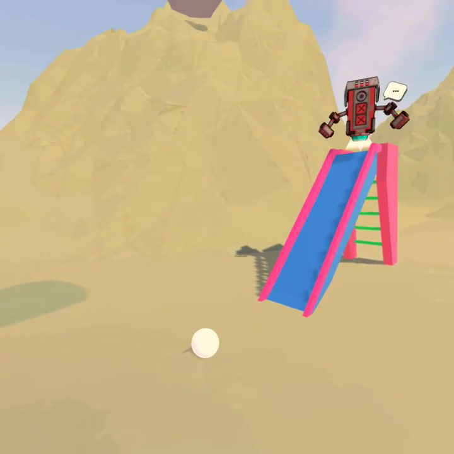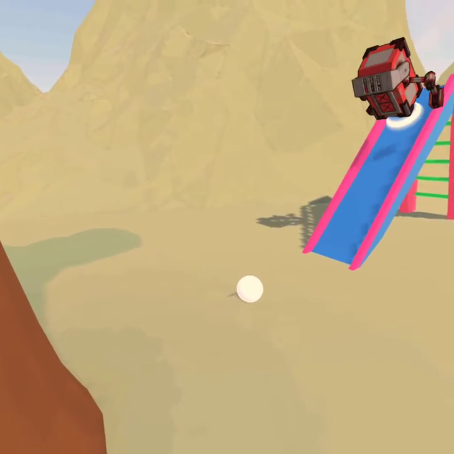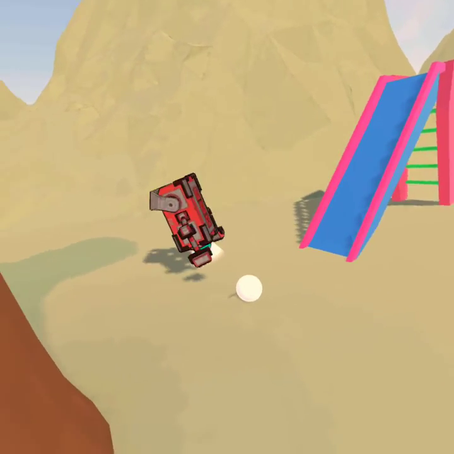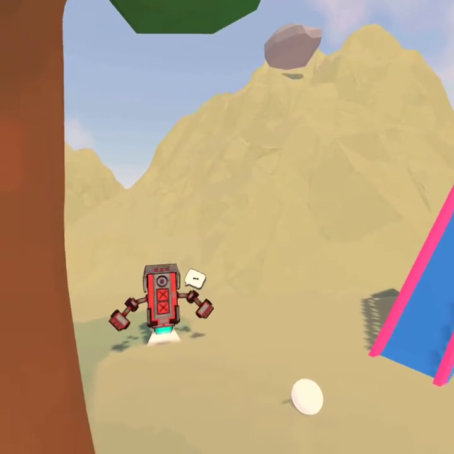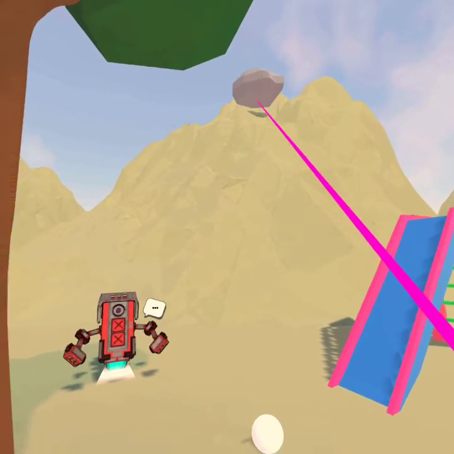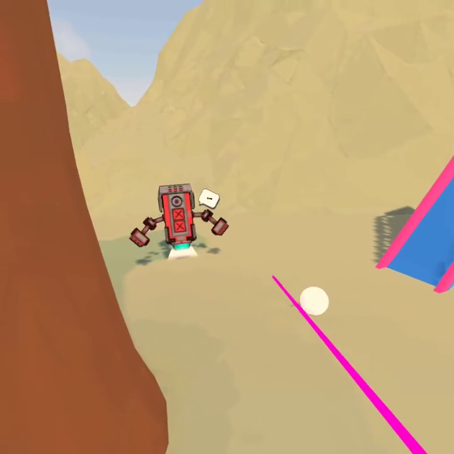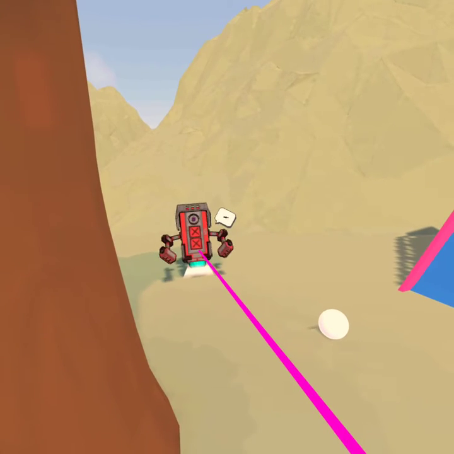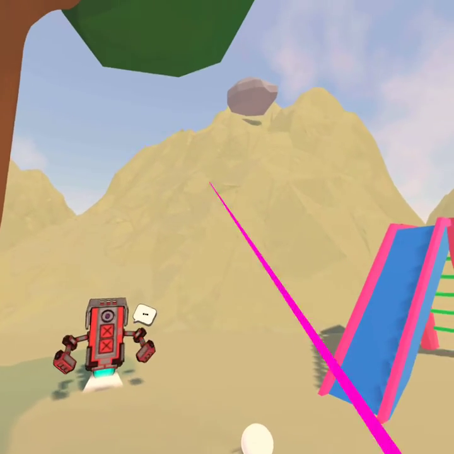Now, look at the mountain over there. Can you see the big rock at rest on top of the mountain? It has potential energy. I want you to change it to kinetic energy by moving it. Now point and click on it to push it down.